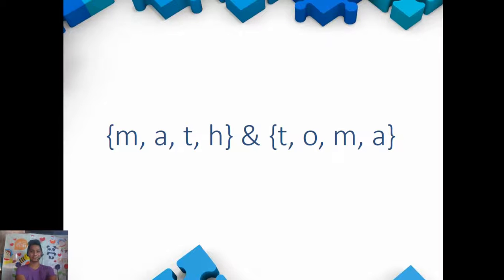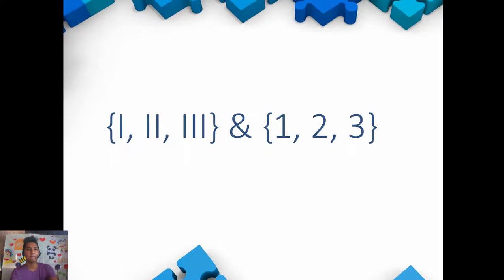How about this one? Are they equivalent set? MATH and then TOMA. Are they equivalent? Yes, they are equivalent set because they have the same number of elements. But are they equal set? No, they are not equal set. Why? Because they don't have the same elements. We have H here and then we have O at the other set. Therefore, they are not equal set.